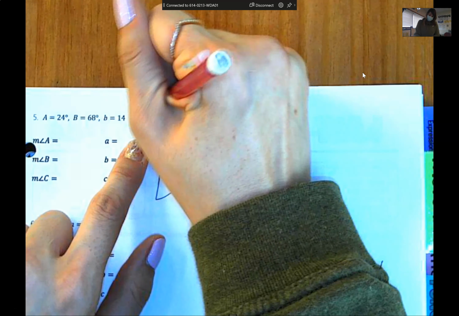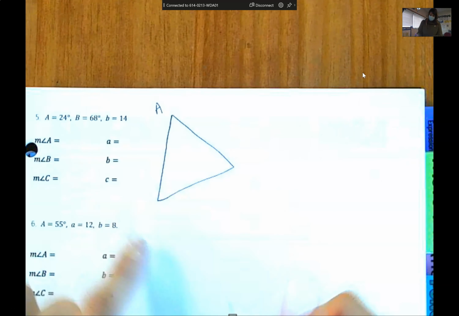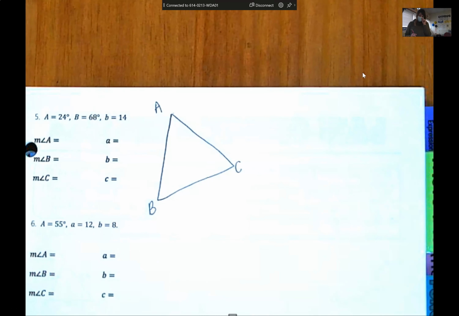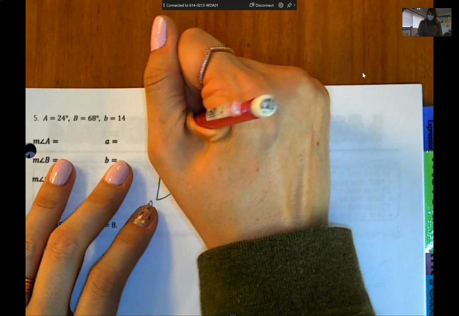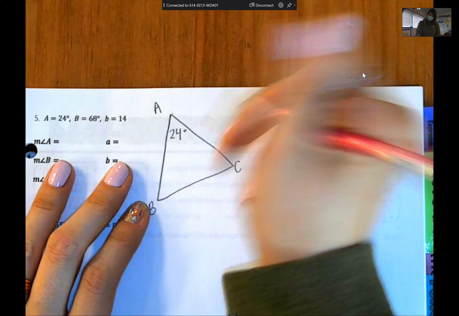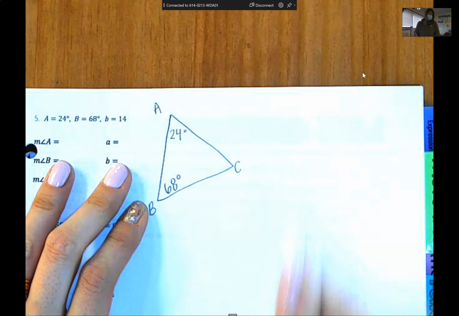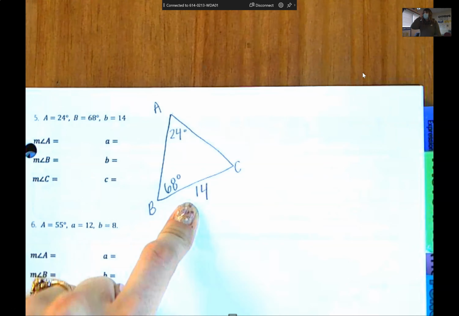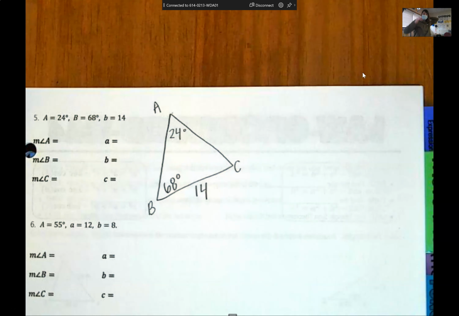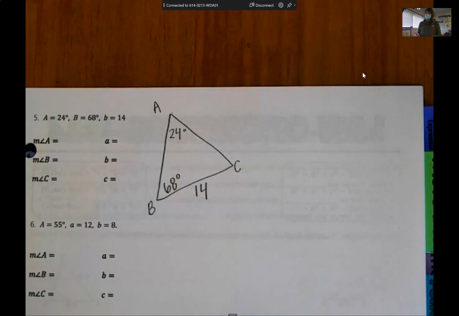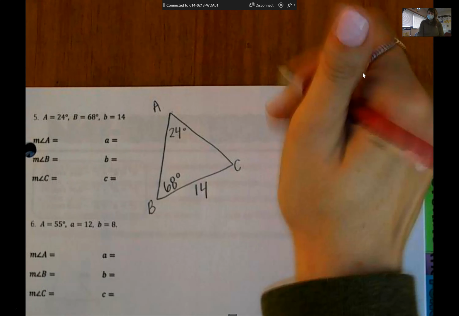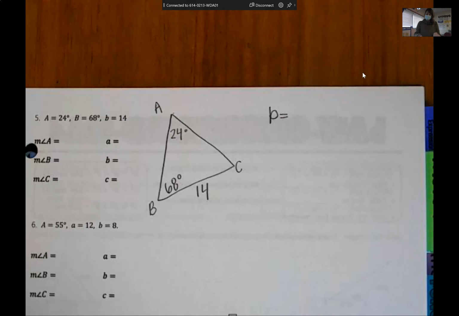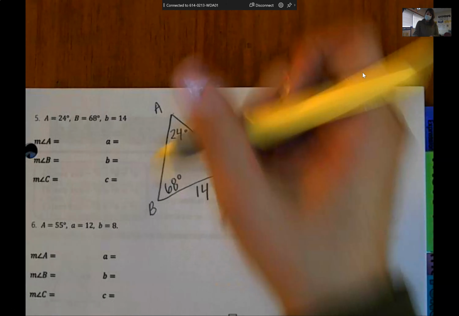Okay, call this top angle A, the bottommost B, and the one on the right-hand side C. Angle A is 24. Angle B is 68. And side A is 14. So in Canvas, it's going to tell you the order in which to find things. So the first thing it's going to have you find in this problem is side B. So it's the same as all the others. Match up the side and angle you have.